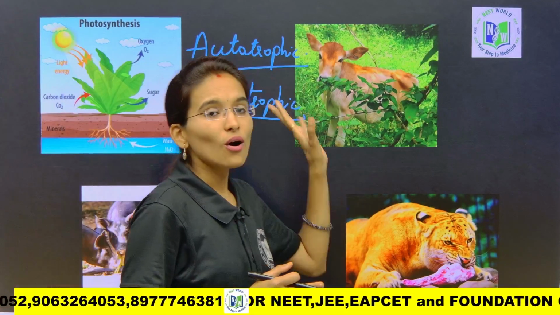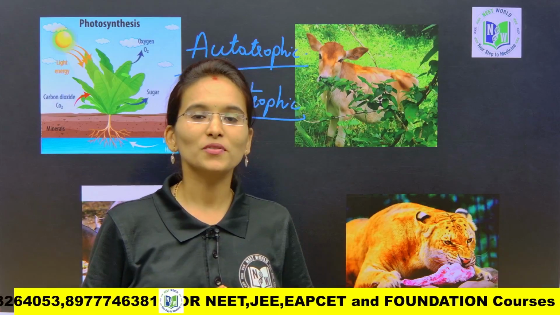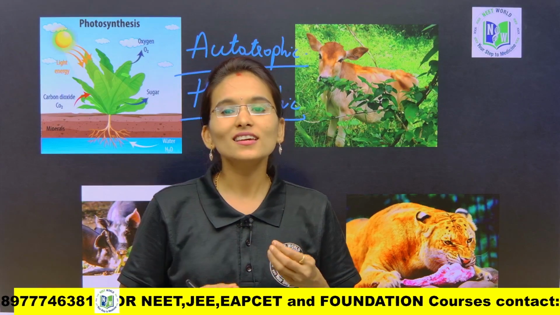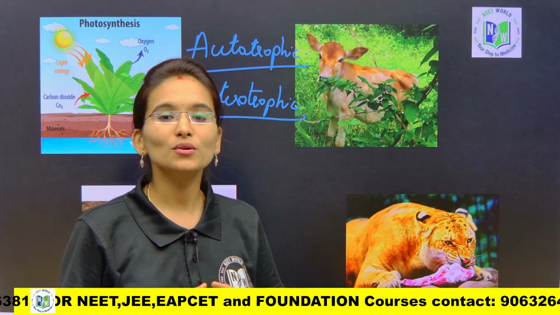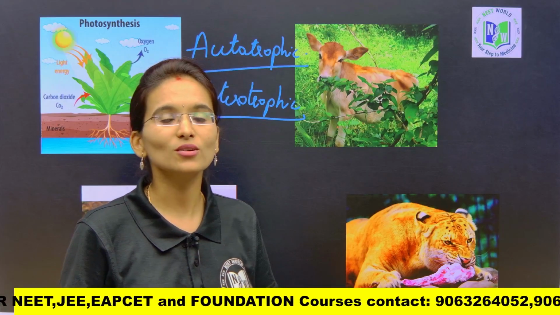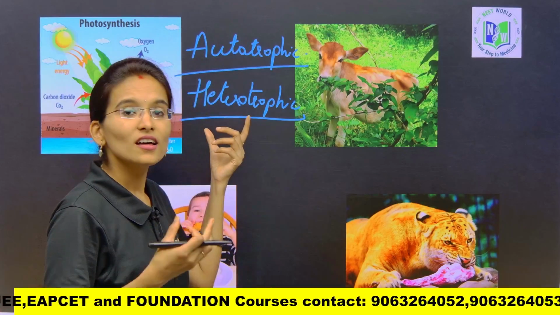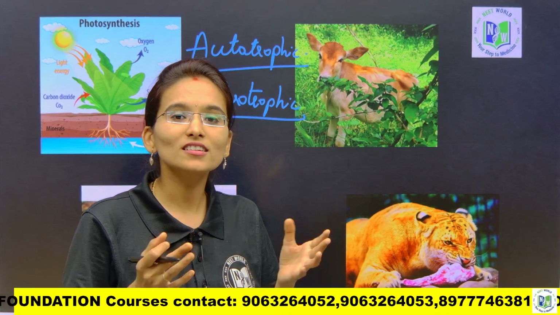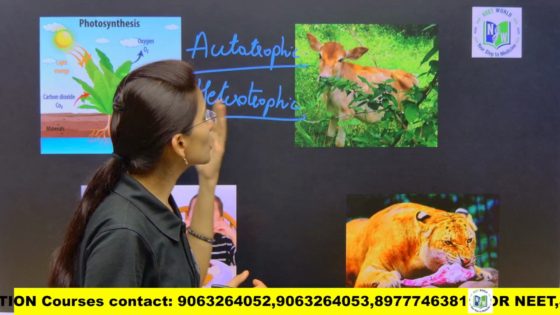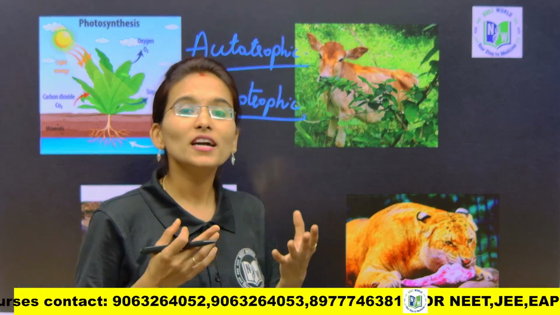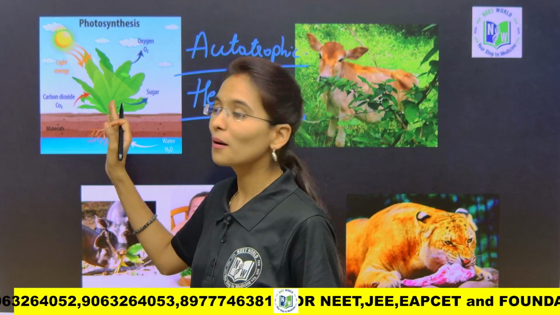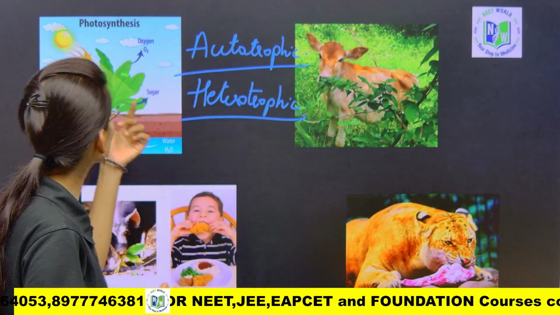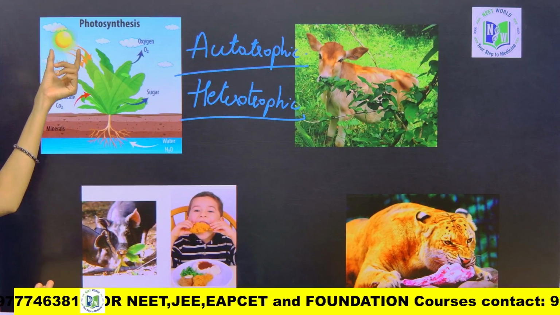The autotrophic mode of nutrition is where the plants synthesize their own food. In autotrophic mode of nutrition, the organism does not depend on others for food, hence it prepares its own food by the process of photosynthesis. The best examples are plants. Plants synthesize their own food by utilizing energy from the sunlight.